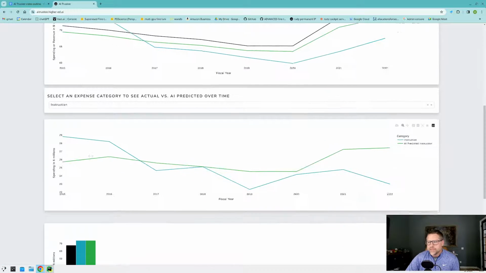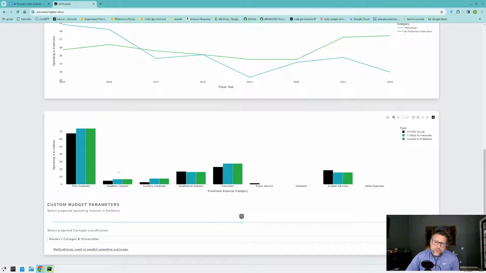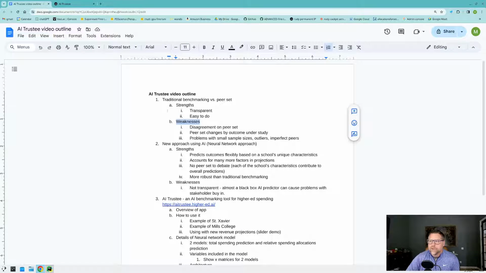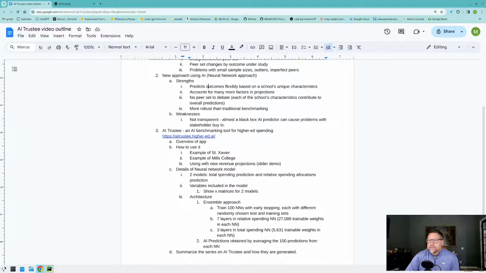aitrustee.highered.ai. Of course, I give this to you for free, because there's a lot of work to do after you see these gaps. There's a lot of work to figure out why academic support is not aligning with what the AI is predicting and so on. Same with instruction. There's a lot of digging to do after you realize these potential issues exist. Okay. All right, so that's my new approach, and I hope it catches on.